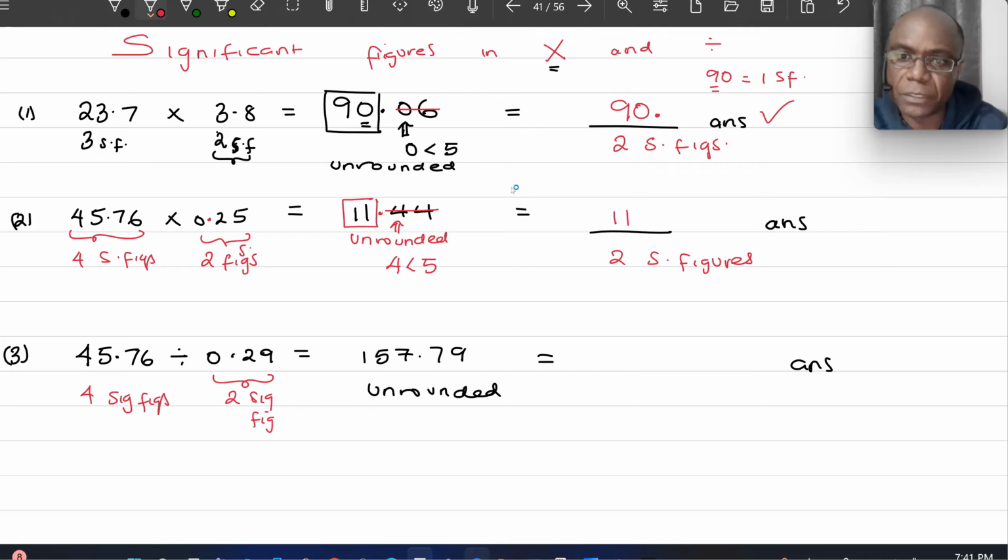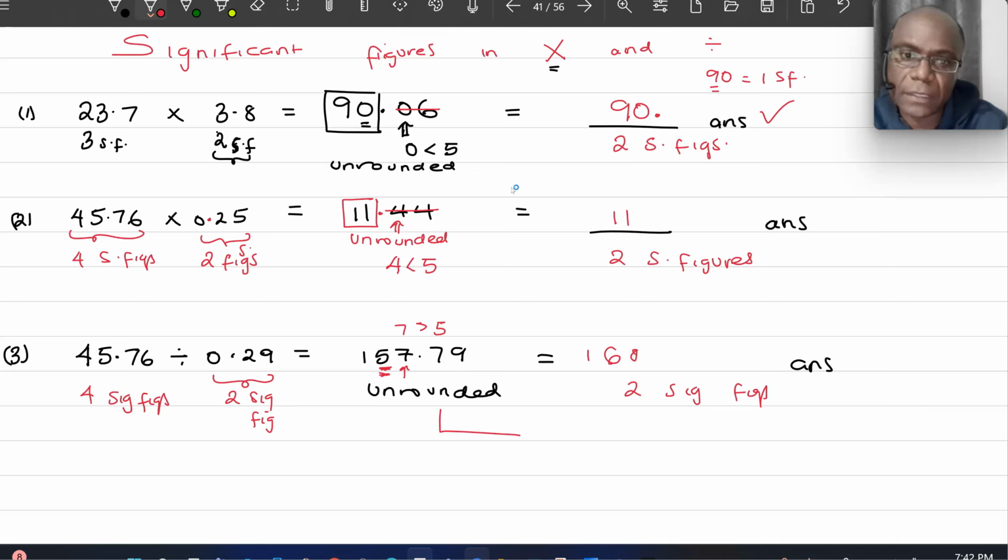My answer should be reported to 2 significant figures, which is this right here. Okay, I look at the next digit, I see that 7 is greater than 5, so I'm going to round my 5 to a 6, and that's gonna be 160. No decimal, because if I put a decimal here it will be 3 significant figures. So 160 will be the answer to 2 significant figures.